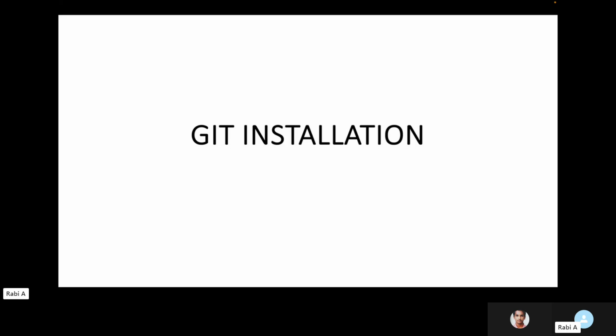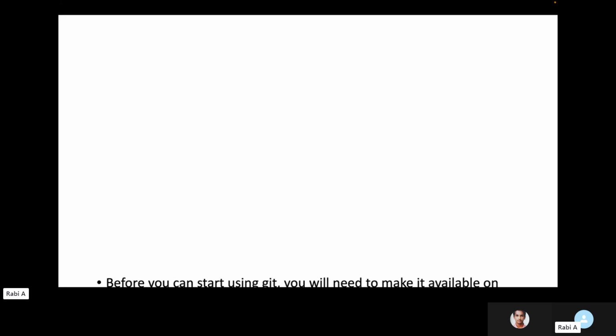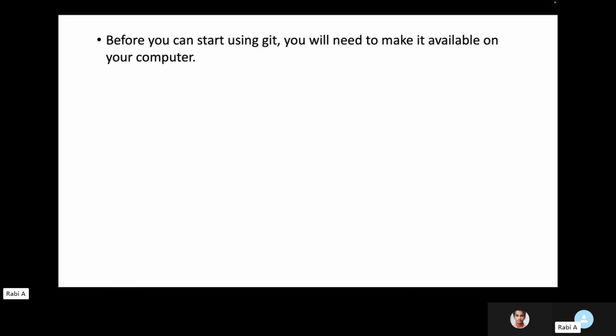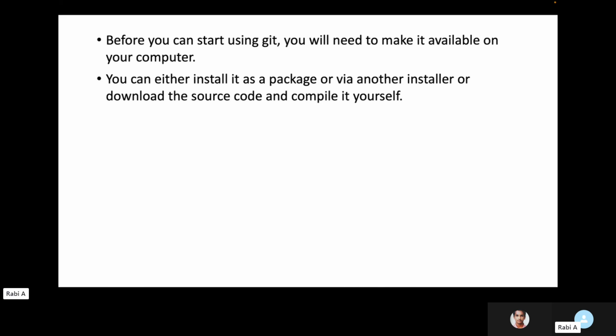Next we are going to talk about installation. Git can be installed anywhere you want: a Linux machine, a Windows machine, or a Mac OS machine. I'll show you how to do this on a Linux machine, but like I said, it is platform independent. Before you start working with Git, you need to install it on your machine. You can install it as a package or via an installer, or you can download the source code and compile it yourself.